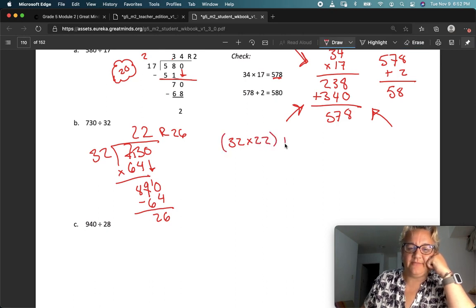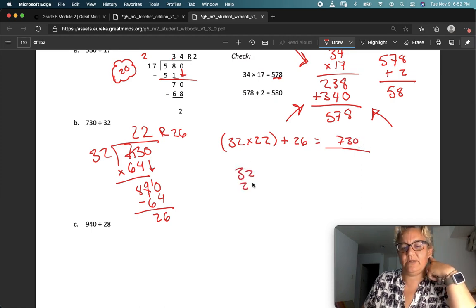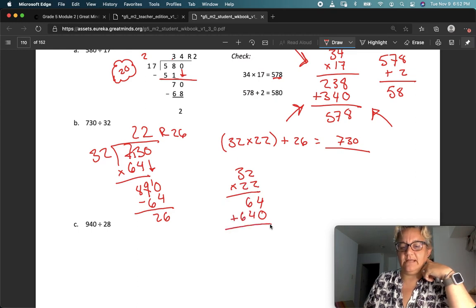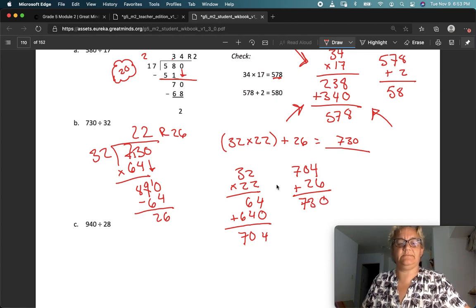Then add the remainder, and that should equal our dividend. It should equal 730. So we're going to test it. 32 times 22. 2 times 2 is 4. 2 times 3 is 6. Drop the 0. 2 times 2 is 4. 2 times 3 is 6. Then add 4. 10, carry the 1 is 7. We have 704 plus our remainder, which is 26. And that, my friends, is going to be 730, which works.